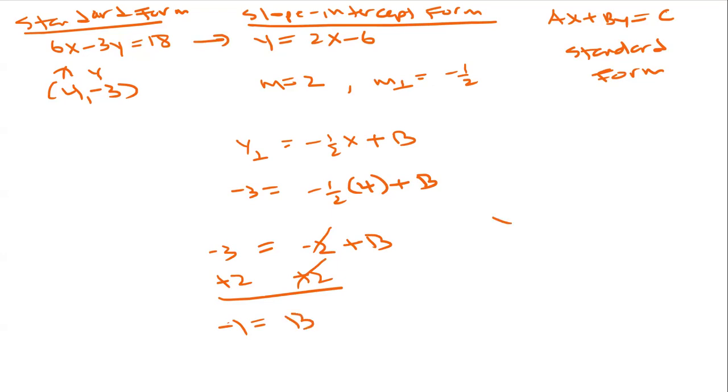All right, so now we put it all together. When we put it together, all we care about is the m and the b. So we have y is equal to perpendicular, which is -1/2, x, and then our y-intercept is -1.